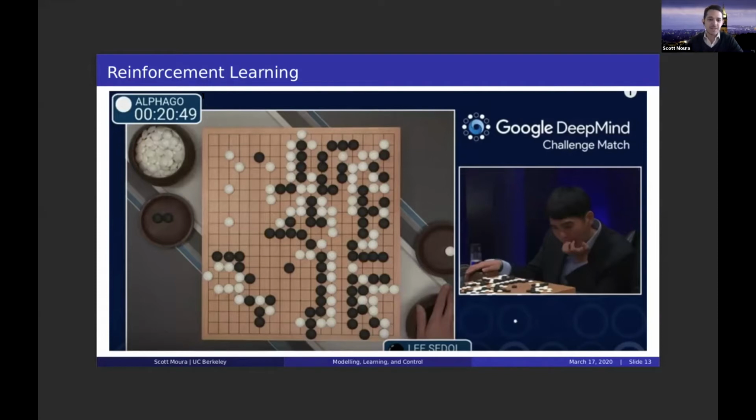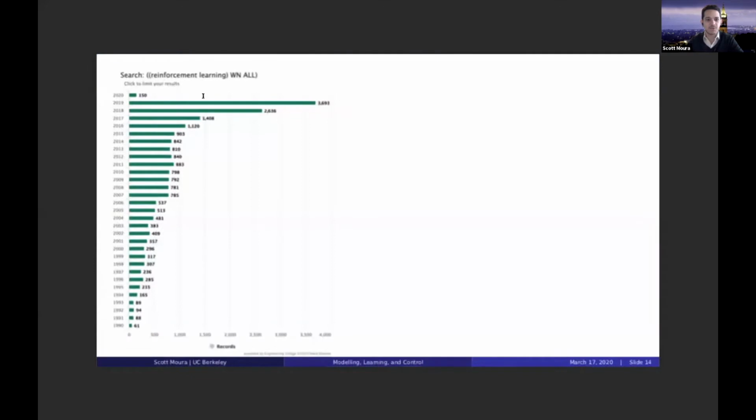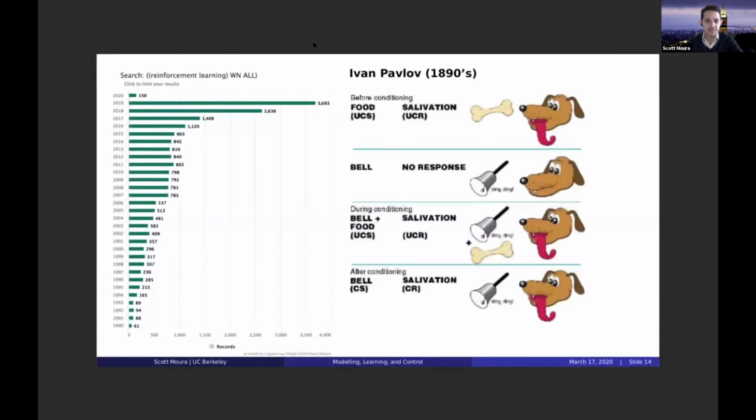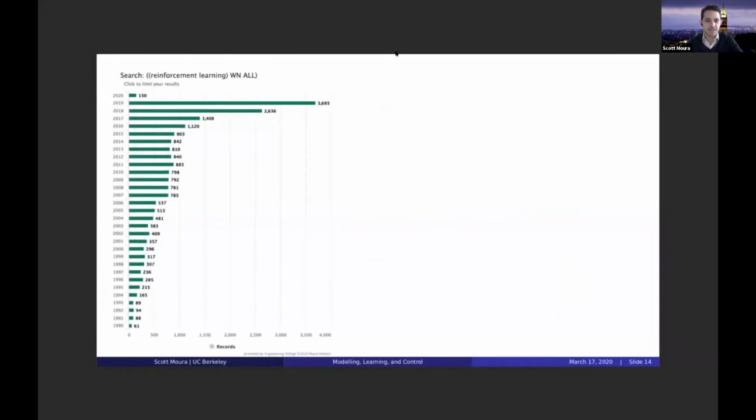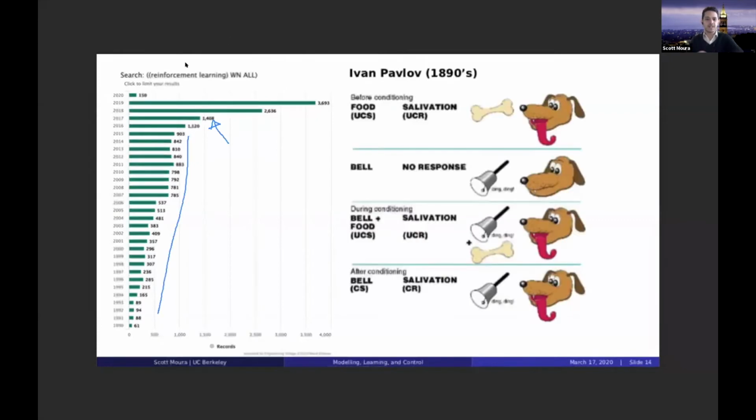So since then, there's really been an explosion of interest in reinforcement learning. And I'm trying to highlight that with this picture here. What you can see is that shortly after this paper came out, there's really an explosion of articles. But in fact, this has been a topic that has existed for a while. And the first studies of reinforcement learning actually started in the 1890s by Ivan Pavlov.